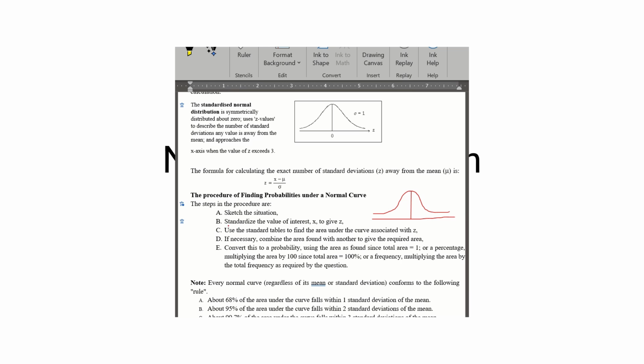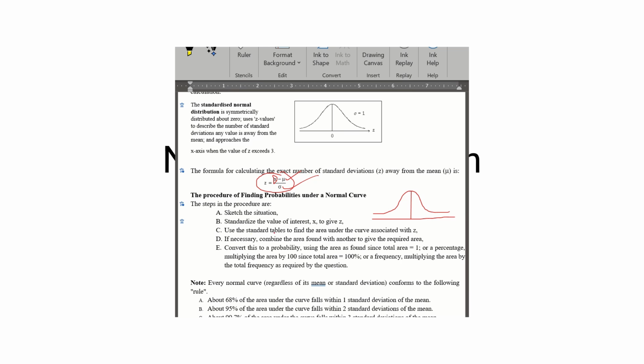Now the second thing is to standardize the value of x to give z. Now this is the formula that you use to do that. The standardized value represented by z is equal to x minus mu all over sigma. Mu here is the mean, while sigma is the standard deviation. So you want to know how far off this x is from the mean. So this is how you are going to calculate that.